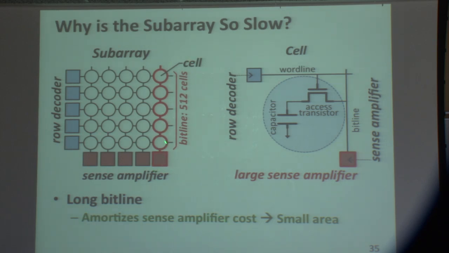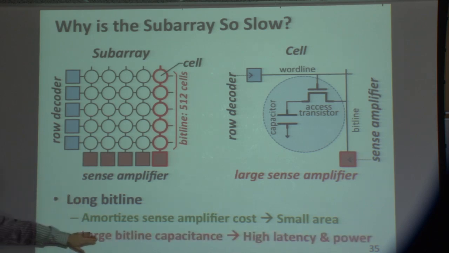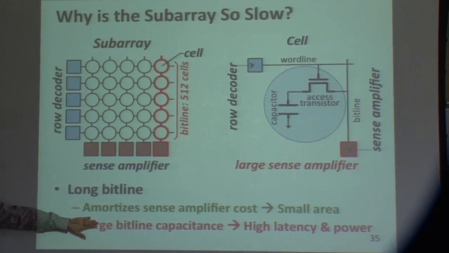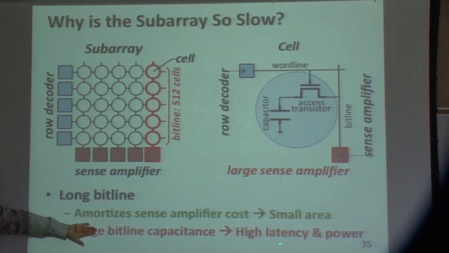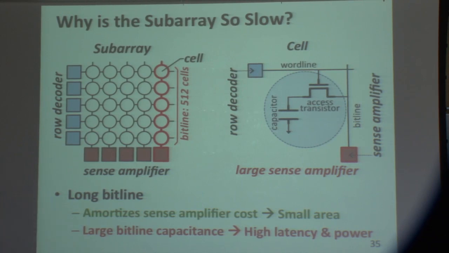So you have 512 cells or 1,024 cells connected to the sense amplifier and sensed from that to get small area, because you're amortizing the cost of the sense amplifier. You don't want a sense amplifier for every cell, right? That's a lot of overhead. But this leads to the long bit line. The downside is now you have a large bit line capacitance because it's long, right? This leads to high latency and power because your C increases, right?